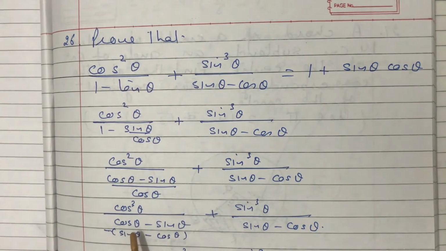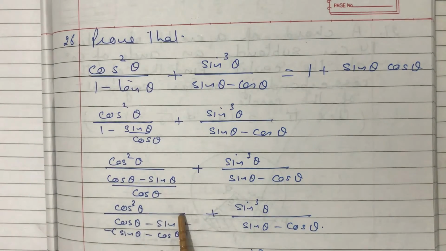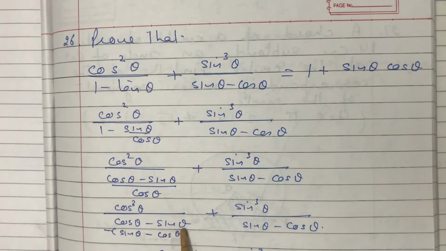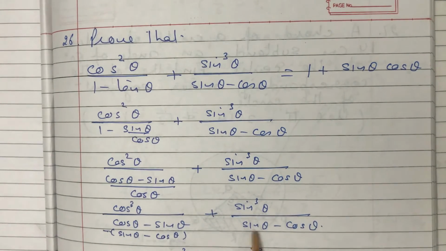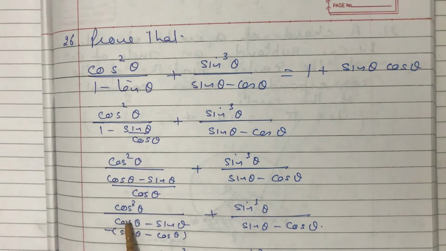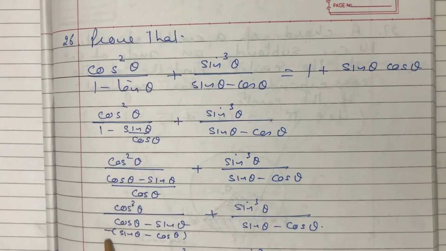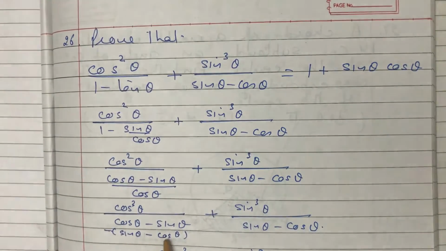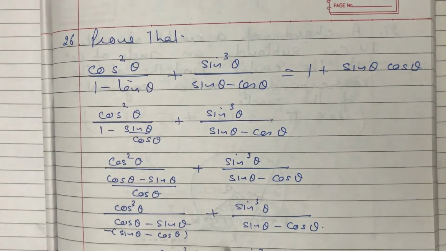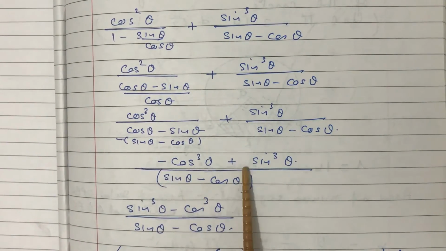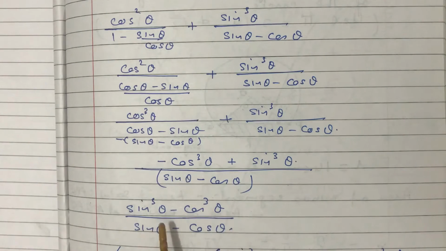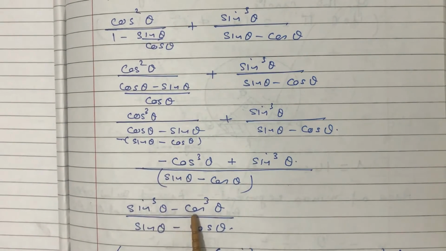And ultimately you will have cos cube theta upon cos theta minus sin theta plus sin cube theta upon sin theta minus cos theta. Now this is sin theta minus cos theta, this is cos theta minus sin theta. Take minus common. You will have sin theta minus cos theta in the bracket. Now take the LCM. You will have minus cos cube theta plus sin cube theta. So you have now sin cube theta minus cos cube theta upon sin theta minus cos theta.